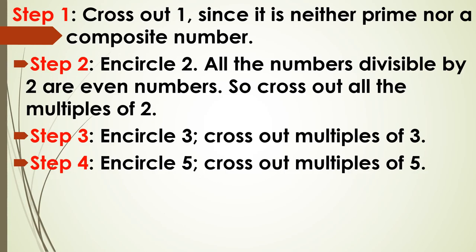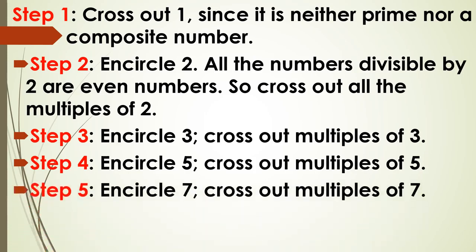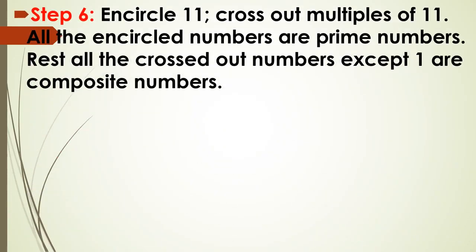Okay? Because 4 we have already crossed, so 4 we have left here. Now after 5, 6 is there, 6 we have already crossed because it comes in the table of 2. Now see 7. Cross out all the multiples of 7. Read the table of 7 and cross out all the multiples of 7. 8 we have already crossed, 9 we have already crossed, 10 we have already crossed. Now encircle 11 and cross out all the multiples of 11.